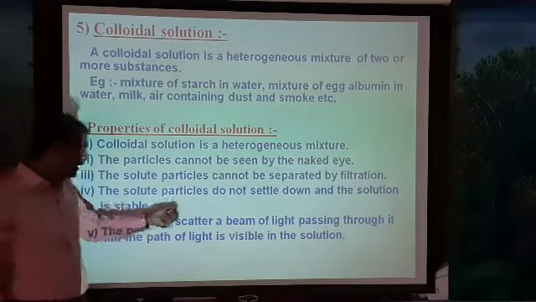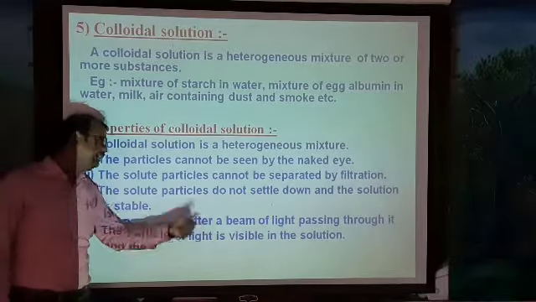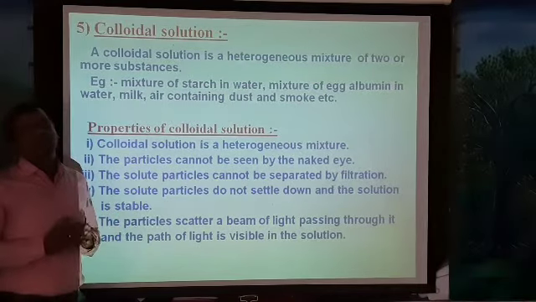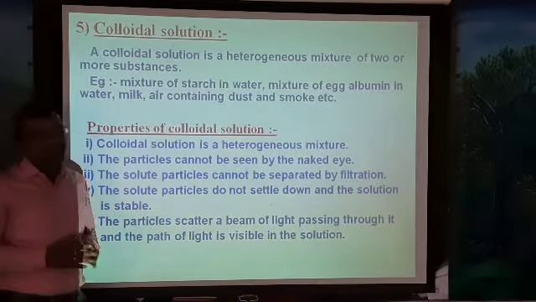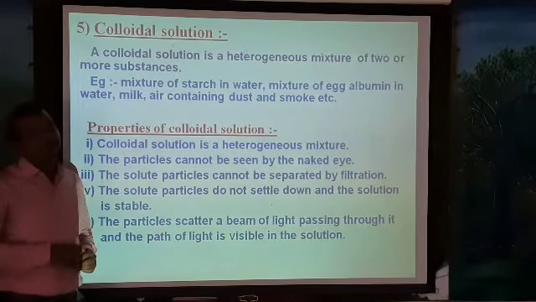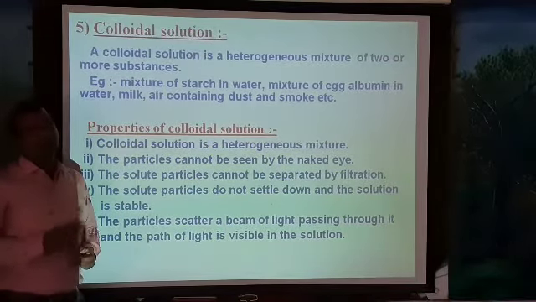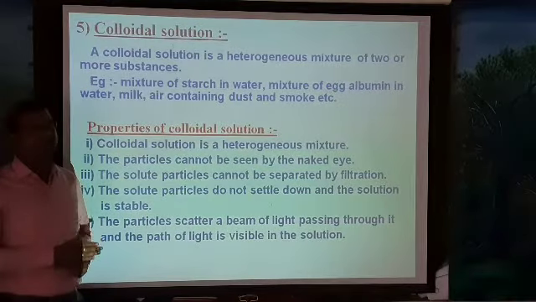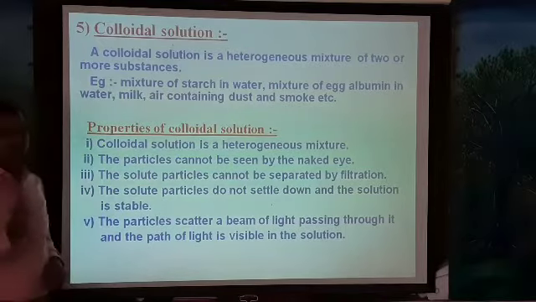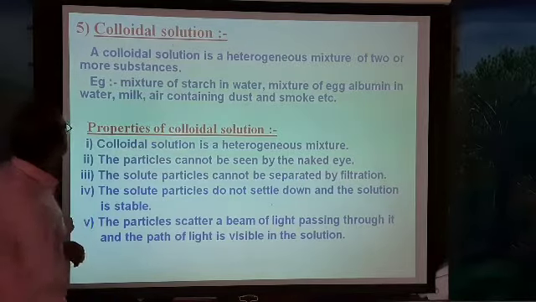The particles scatter a beam of light passing through it and the path of the light is visible in the solution. But the only difference is, in a true solution the path of the light is not visible, but here the path of the light is visible. Why? Because the particles present inside the colloidal solution scatter the light. So we can see the beam of light through the colloidal solution, but not in the true solution. This is also one of the important properties of a colloidal solution.